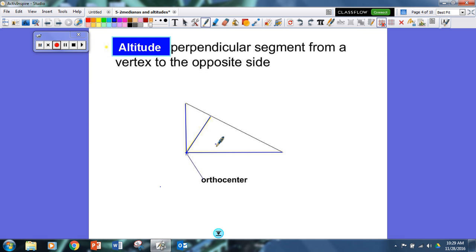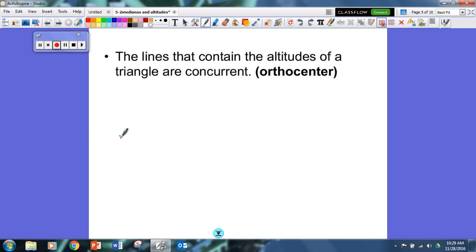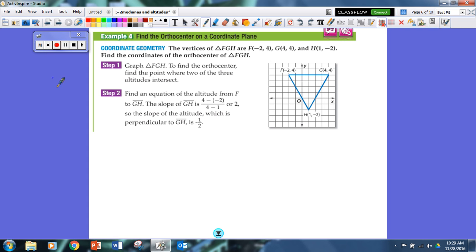The altitude is the perpendicular segment from a vertex to the side opposite. So in this triangle, there are three altitudes. Since it is a right triangle, two of the altitudes are the sides. When I draw them, they intersect at the point called the orthocenter. The lines that contain the altitudes of a triangle are concurrent at the orthocenter. The orthocenter is the one that is the least special.